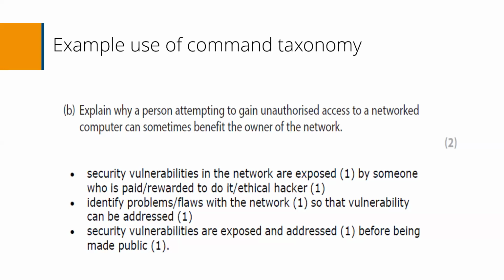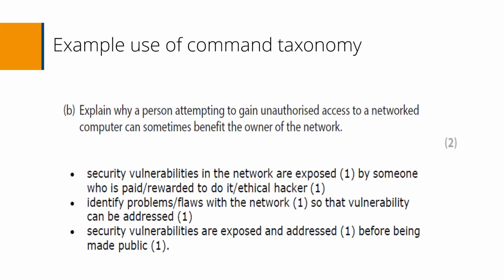An explain question is often, not always, but pretty well always, 2 marks or 4 marks. And there's an expectation there will be a statement that gets the first mark, followed by some sort of expansion, the second mark. We use these 2 words, a statement followed by an expansion. So in our mark scheme, in answer to that question, explain why a person attempting to gain unauthorized access to a network computer sometimes benefits the owner of the network: security vulnerabilities in the network are exposed, 1 mark, by someone who is paid, rewarded to do it, an ethical hacker, 1 mark.